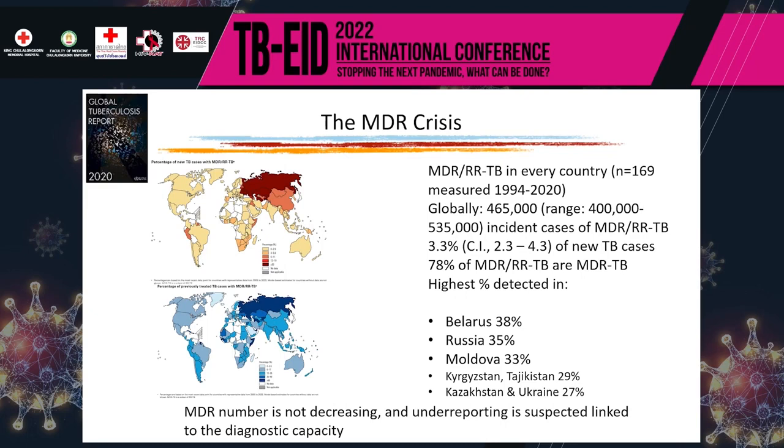The MDR remains a crisis around the world. While TB is decreasing, the MDR number is not decreasing, and we suspect a high level of underreporting linked to the diagnostic capacity. MDR is basically present in every country where there is testing capacity, and we have three main players in the MDR crisis, the three huge countries that have the largest number of MDR cases: India, China, and Russia.